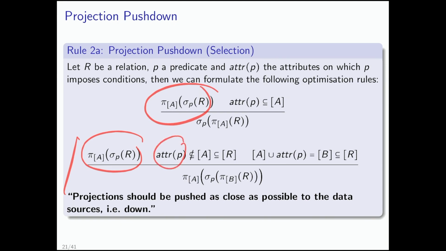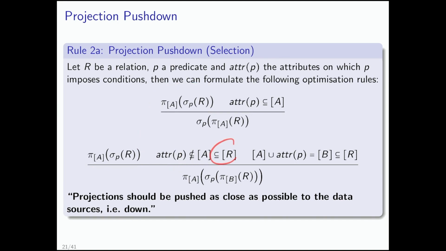However, I'm not in the situation that all of this stuff is contained in A. A is a subset of R, of course, but not all of those are contained. So then you can still enrich this schema. You can say, okay, I will add the missing attributes. So the attributes that are referred to in predicate P, we'll call that the B schema. And then you do the same rewrite, however, with an enriched schema B. So B is schema A plus all the attributes that are referred to in that selection. That's a rewrite you could do.